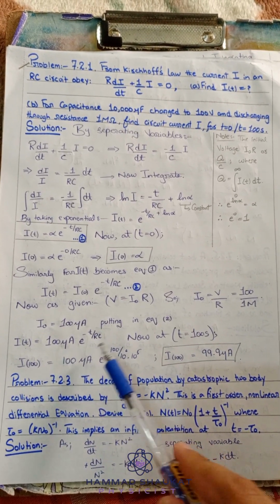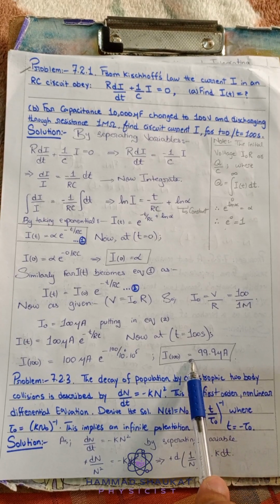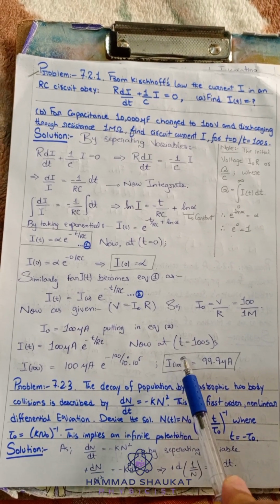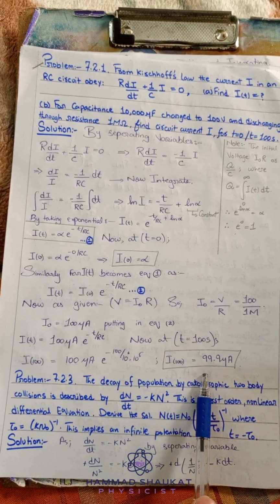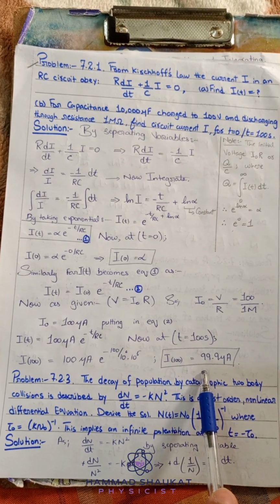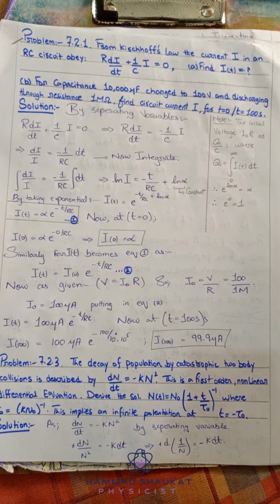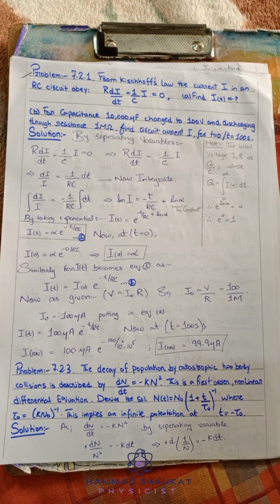After substituting, you will get your final result, which is I 100, meaning current at 100 seconds, which is nearly equal to 999.9 micro ampere. So this is your first problem. Now move towards the next problem.